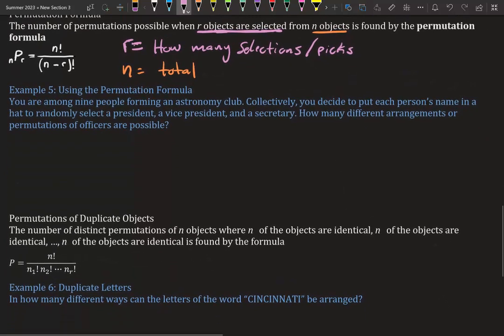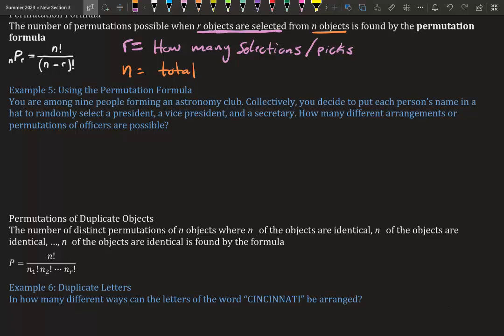All right, let's actually use that formula in a new example. You are among 9 people forming an astronomy club. Collectively, you decide to put each person's name in a hat to randomly select a president, a vice president, and a secretary. How many different arrangements or permutations of officers are possible?